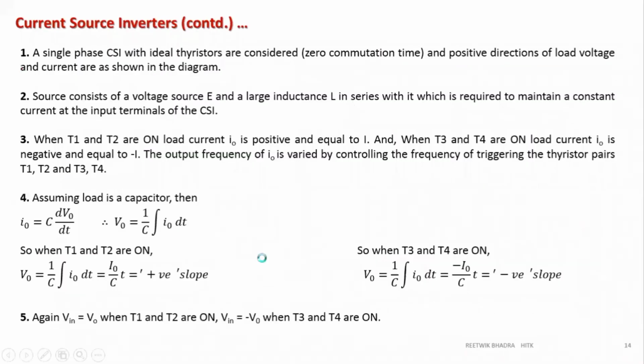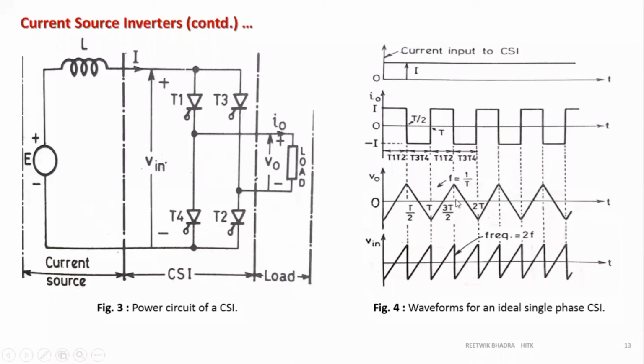Okay. So we have a positive slope over here, a negative slope over here, and so it continues for the others. Now how are we drawing this input voltage? If T1 and T2 are on, and you apply KVL, this voltage polarity is written, right? This is positive, this is negative. So V in is equal to V naught. So what is V naught during this period when T1 and T2 are on? This positive slope, so a positive increase.